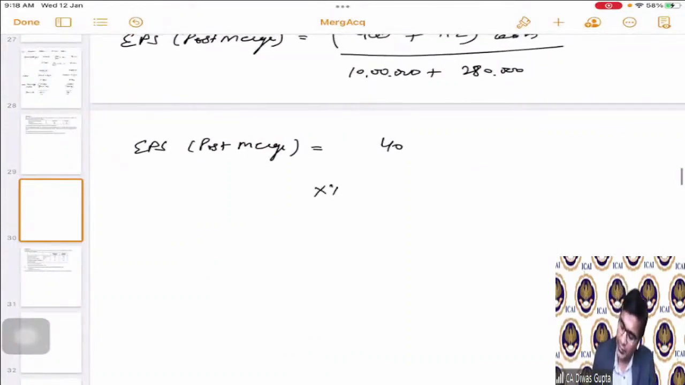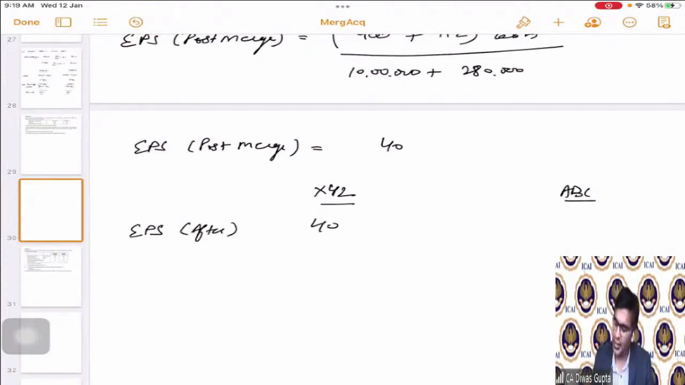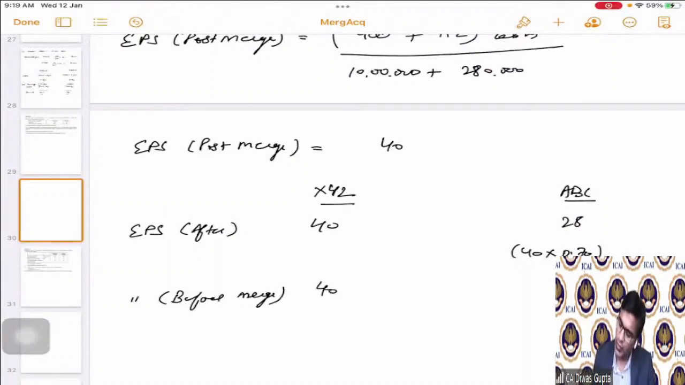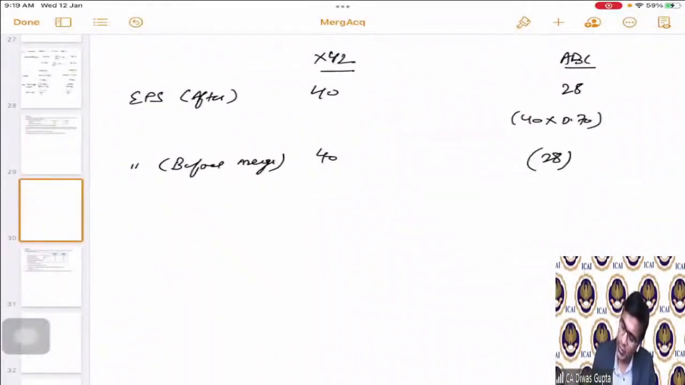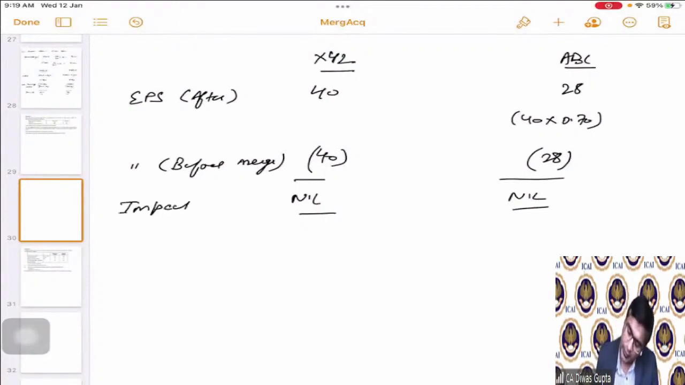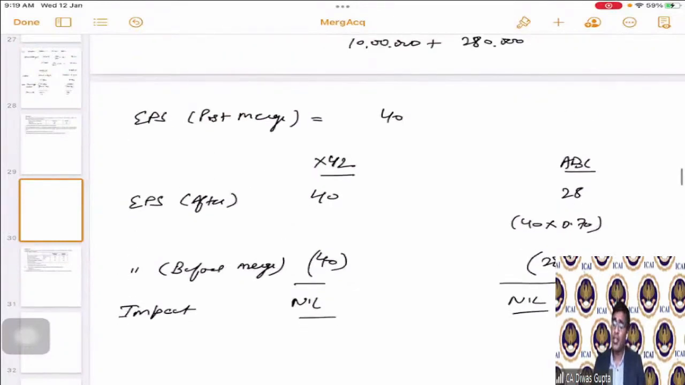So EPS post merger is equal to 40. Now we can calculate the impact simply on XYZ and ABC. The EPS after merger, for XYZ we can take straight away 40, but for ABC we will have to take 40 adjusted for the swap ratio, which is 28 rupees, correct? We cannot take 40 as is, we have to adjust it for the swap ratio. EPS before merger was 40 for XYZ and 28 for ABC, given in the question. So the impact is nil. There is no impact at all. Why? Because the ratio is maintained in such a manner that both EPS remain constant. It is 0.7. Correct.